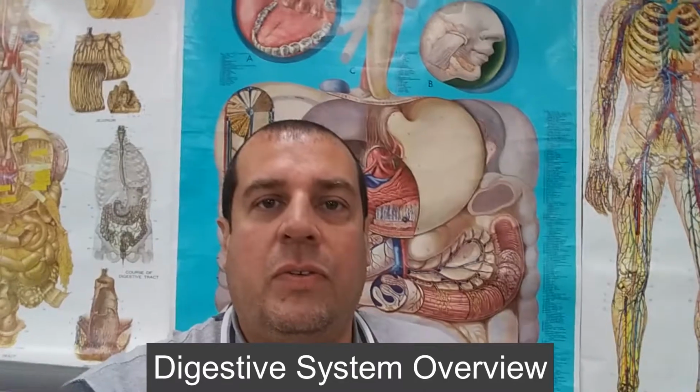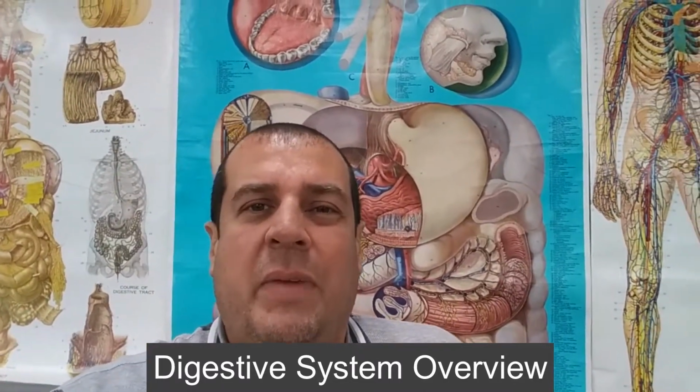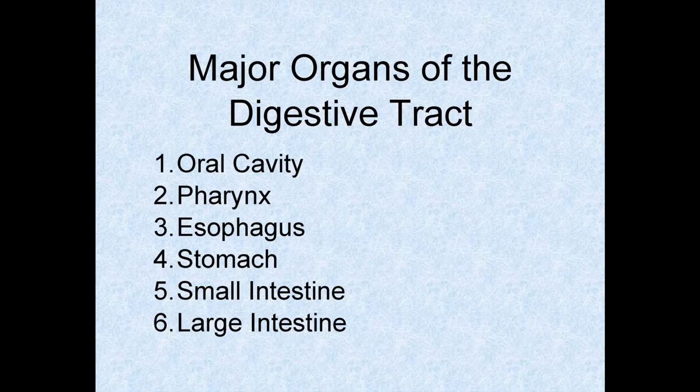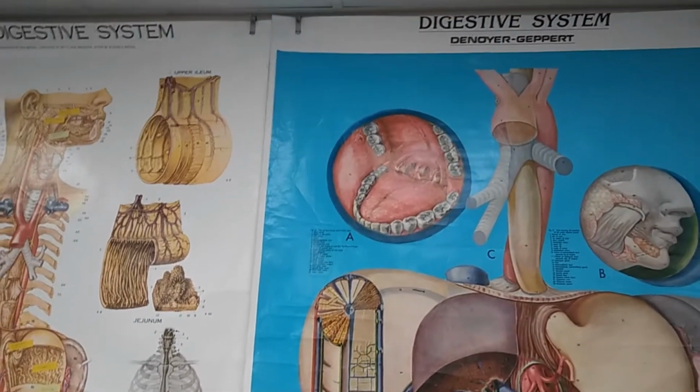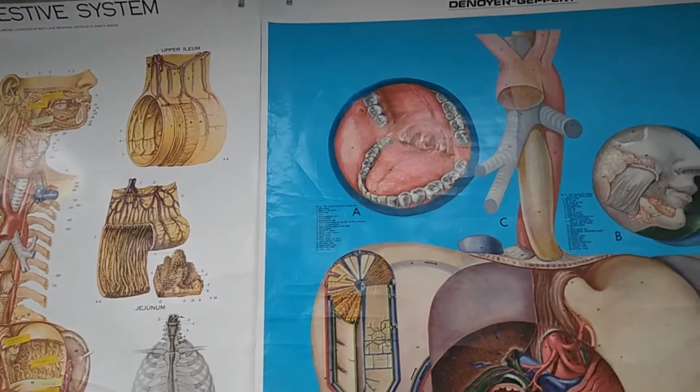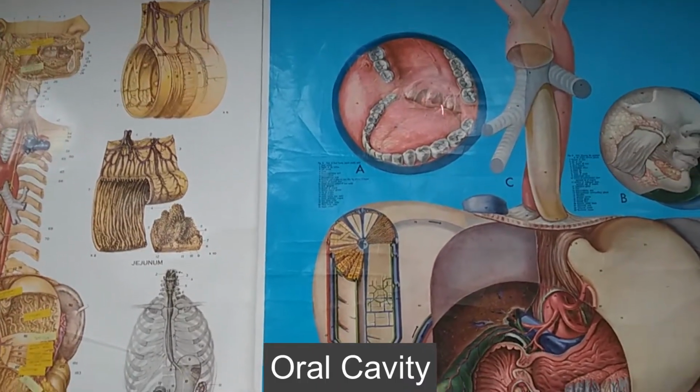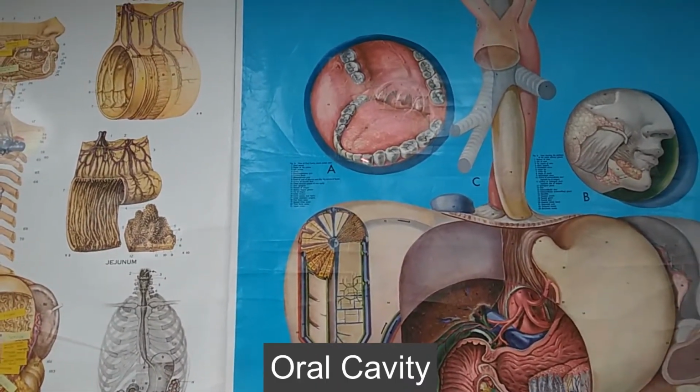What I'm going to do is go over this chart back here behind me on the digestive system. Major organs of the digestive tract. Okay, so up here we're going to see the oral cavity. We're going to use this little red laser pointer.